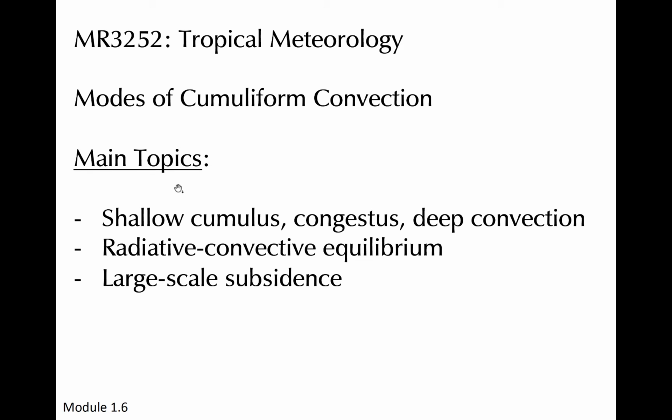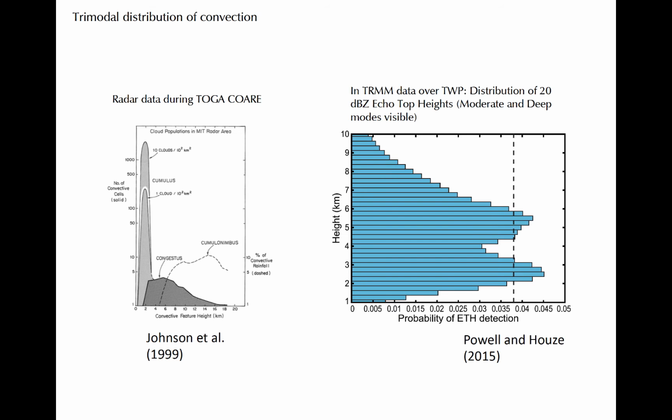In this module, we will discuss the three modes of cumuliform convection in the tropics, separated by their vertical extent into the troposphere. There are three modes of cumuliform convection observed in the tropics. The plot on the left depicts distributions of the number of convective cells, seen as a function of their height.